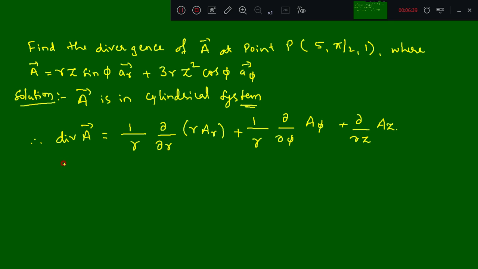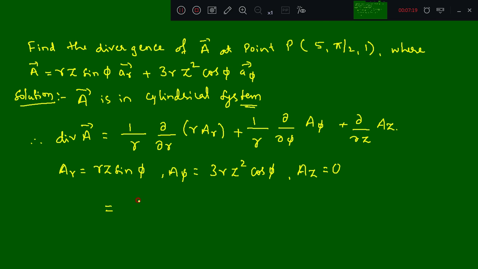What is Ar? From the given A, Ar is rz into sine phi. And what is A phi? A phi is 3r z square into cos phi. We require Az, but Az is not given, so the Az value will automatically go to 0. So if you substitute the values in this equation, what are you going to get?